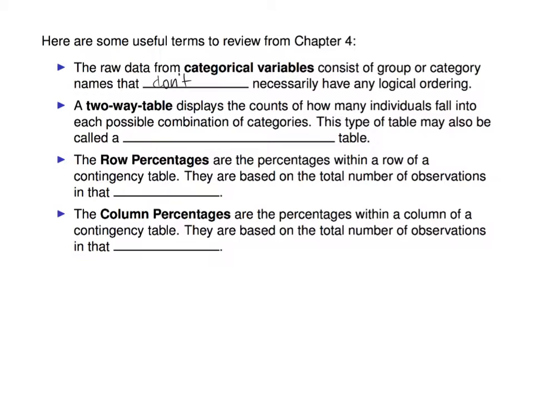A two-way table displays the counts of how many individuals fall into each possible combination of categories. Do you remember those tables? Okay. This type of table may also be called a contingency table.